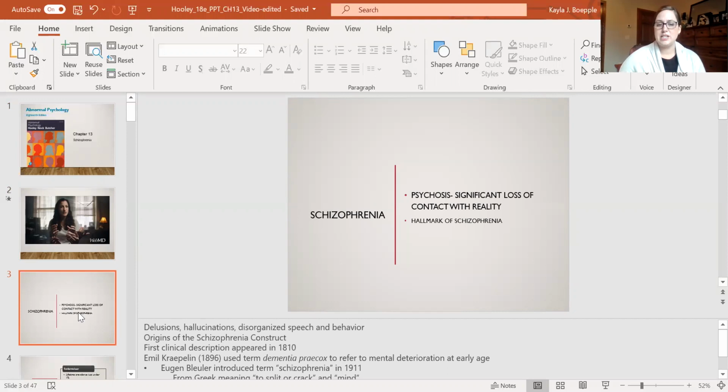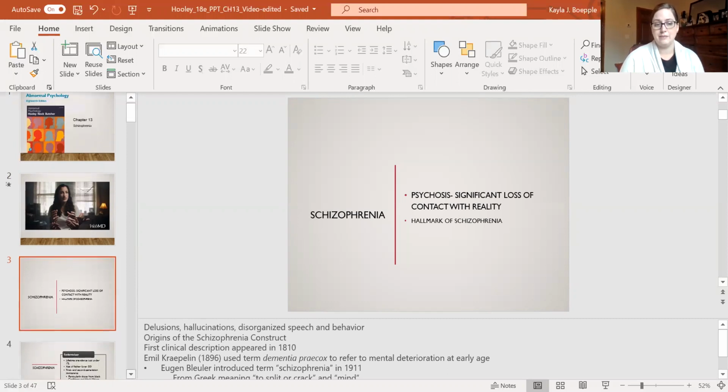One thing that is really interesting is they actually have seen the first clinical description of what schizophrenia looked like all the way back to 1810. So it's not a new disorder by any means.